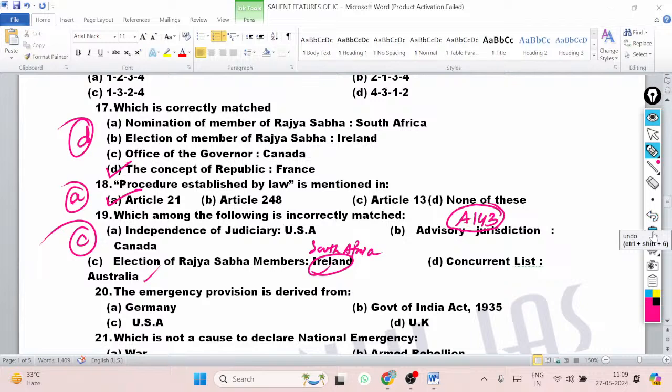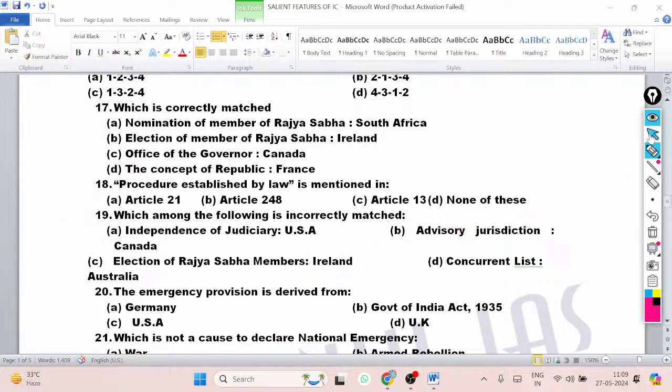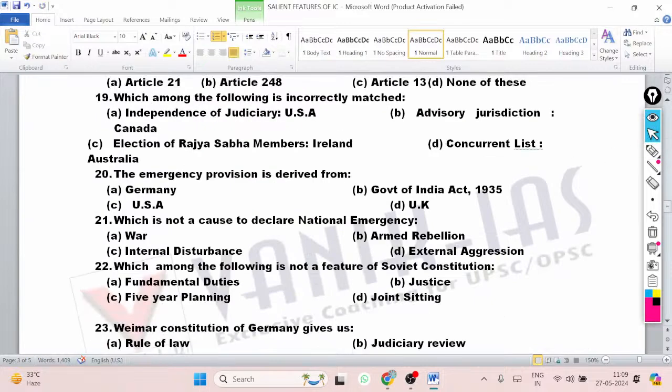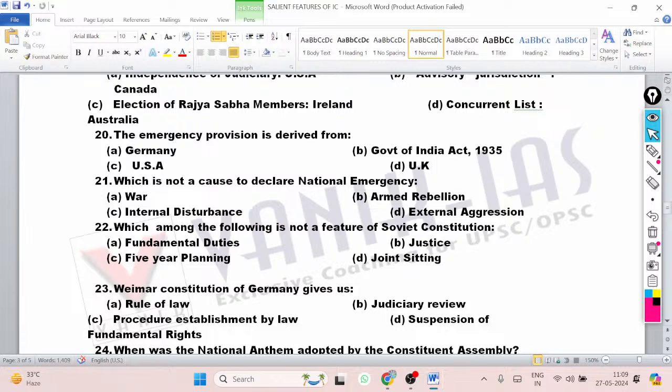Okay. Then we'll come to question number 20. The emergency provision is derived from, emergency is provided completely from Government of India Act 1935. B.